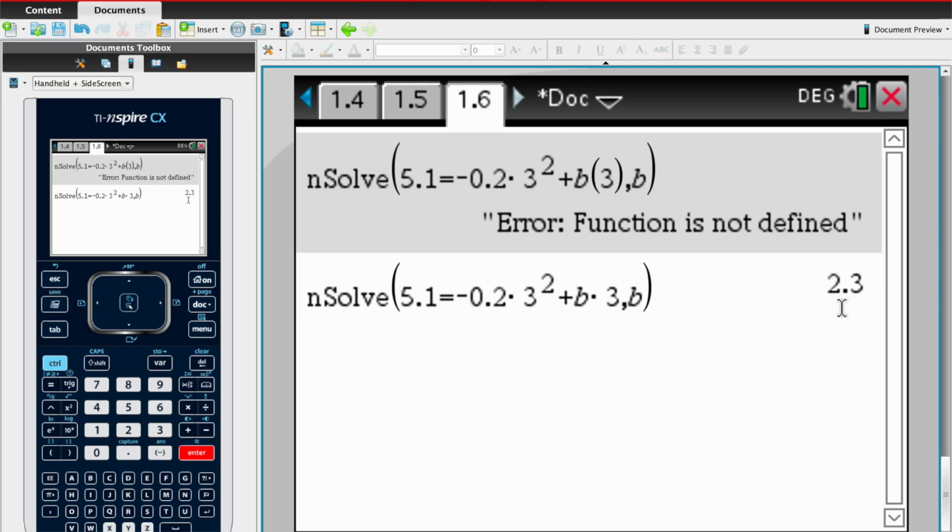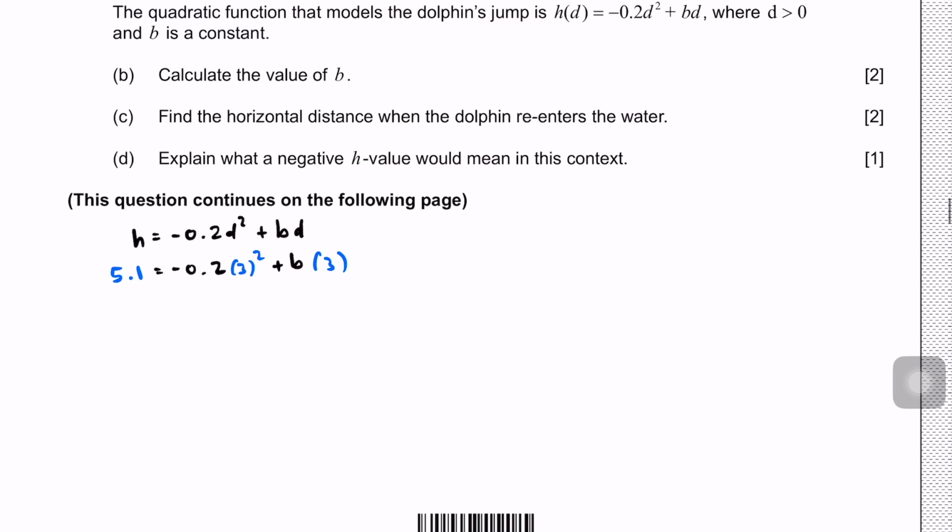Let's go back to the document and write that out. Calculate the value of b.